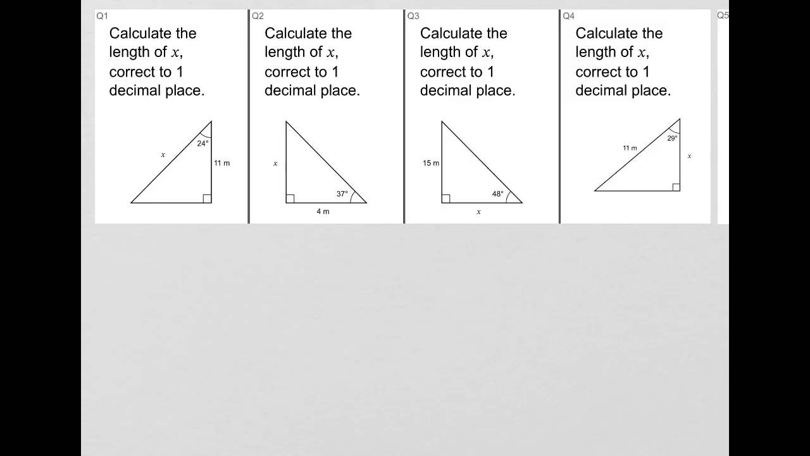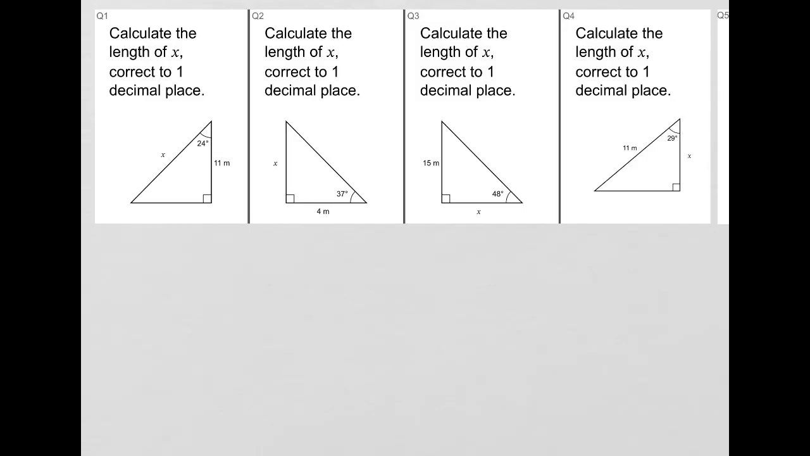Right, here are 4 questions. I would like you to try these 4 questions on your own. Try them. If you're not happy to try, by all means, press play still. But if you're willing to try, press pause, draw them out, work them out, and when you press play again, we'll go through them.